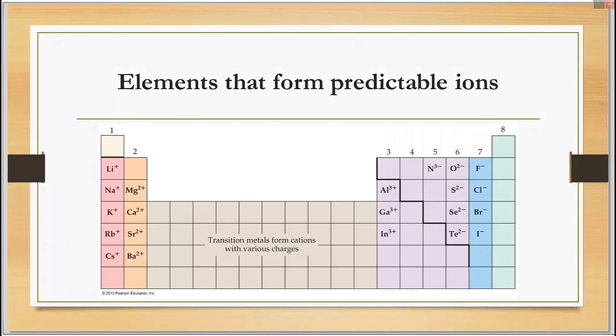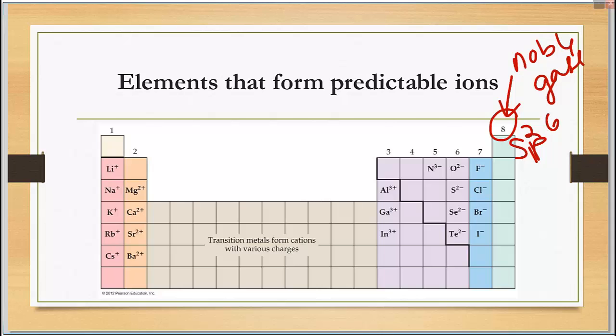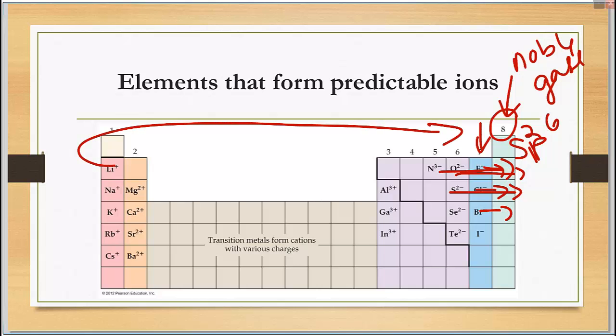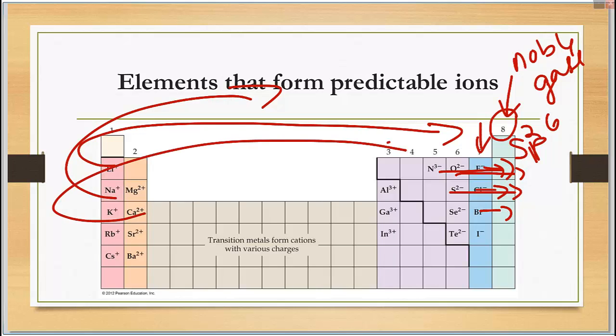So here's the pattern. These in row 8 are the noble gases. They're inert because their shells are full. So they all end in s2p6. Here's the halogens. If they gain just one electron, they could be like it. So that's why they're all -1. Oxygen, sulfur, selenium, so on, need to gain 2, and nitrogen needs to gain 3. The other side of the table, lithium can lose 1. Sodium could lose 1. Calcium could lose 2. That's why it's +1 and +2 charges.